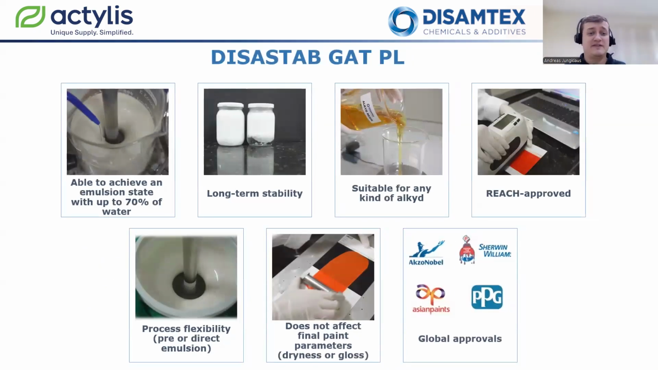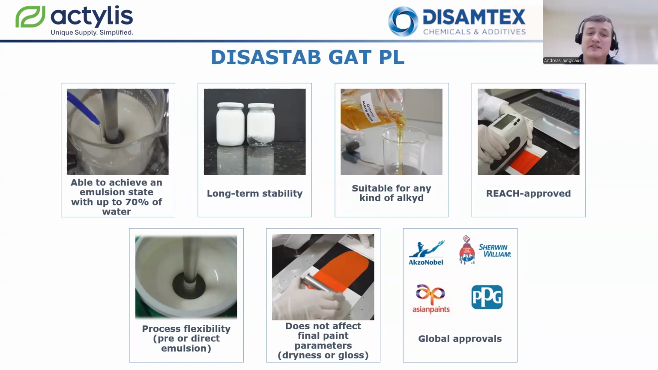Well, what are the advantages of Disastab GATPL in more detail? Here I give you several advantages and you can choose which fits best in your reality. So the first advantage is the high water compatibility. Generally, the quantity of water is between 30 to 40%, but we've seen an open road to achieve emulsion states with up to 70% of water. And the first point is that it allows high water content while maintaining a stable emulsion. And this increases formulation flexibility and cost efficiency.